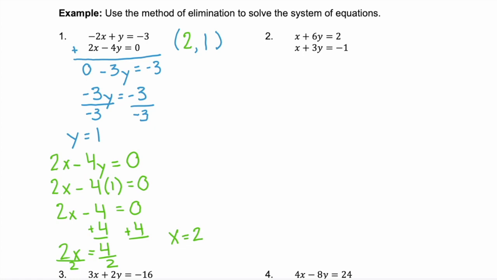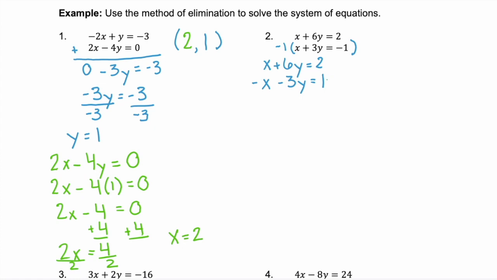Let's look at the next example. So notice here that if we add the first equation and the second equation, none of our variables will be eliminated. But if we could turn this x in the second equation into a negative x, when we add them, the x variable would disappear. So what we're going to do is keep our first equation, x plus 6y equals 2, and we're going to multiply our second equation by negative 1. And when we do that, the signs of all of our terms change.